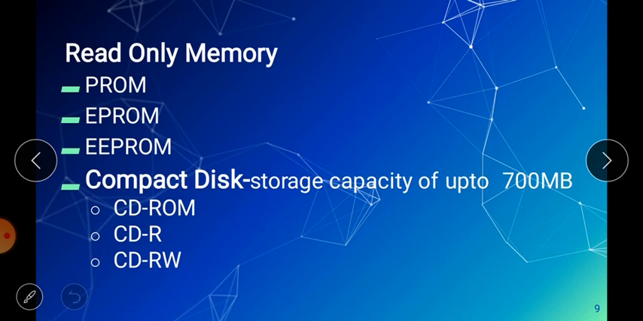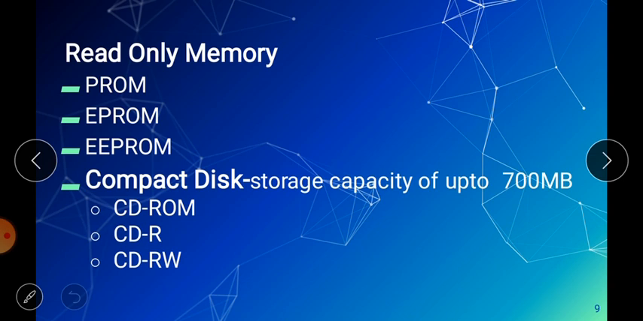Now next is read only memory. So what is a read only memory? Read only memory means the user is not allowed to write anything in the memory. The user can read the data that is already written in the memory. Means when you have any read only memory, you can only read the content. You don't have any permission to write the content.